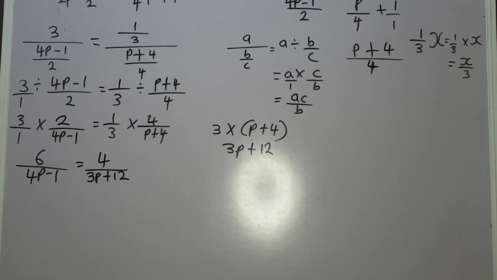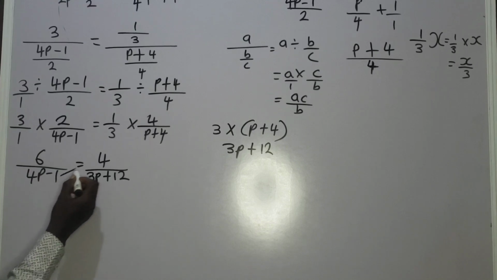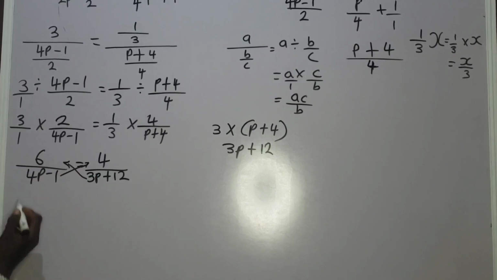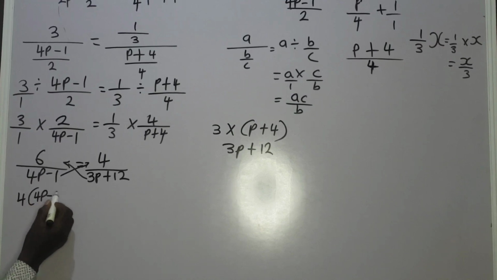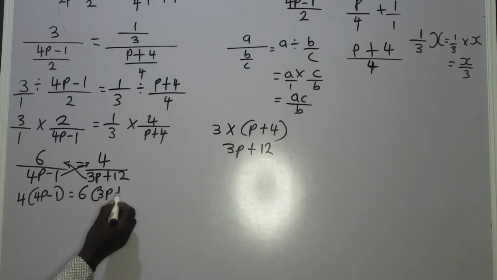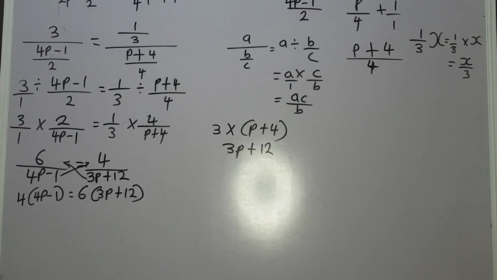Okay, now we can take the cross product. Do you understand? Okay, taking the cross product, this 4p minus 1 will multiply 4, and this 3p plus 12 will multiply 6. So I'm going to have 4 into bracket 4p minus 1 is equal to 6 into bracket 3p plus 12. You understand? You see, this bracket means this 4 is multiplying all the terms in the bracket. Okay, so let us open the bracket using the 4.